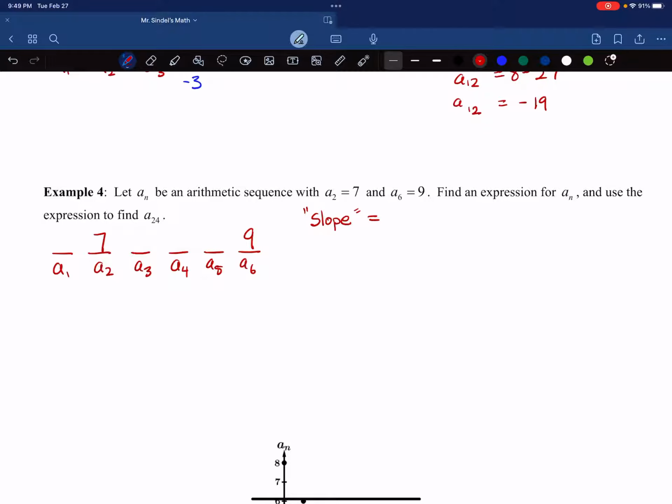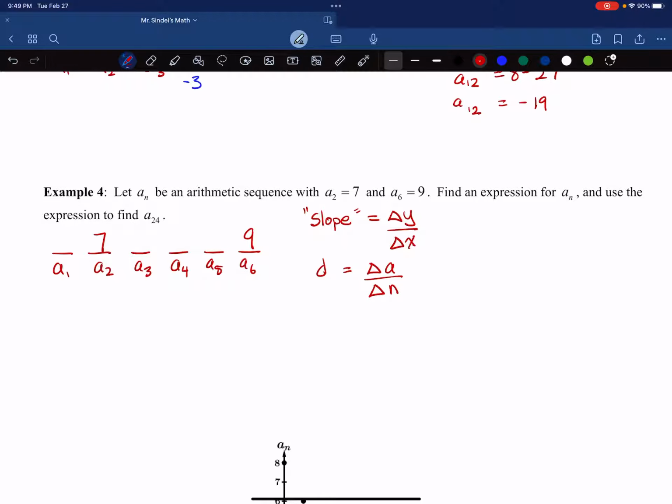Our old definition of slope was the change in y over the change in x. So our new definition here, I'm going to call this the common difference, d, is going to be the change in the actual term number, so of the a values, divided by the change of the actual term numbers.